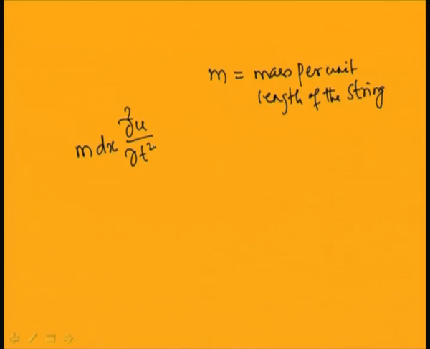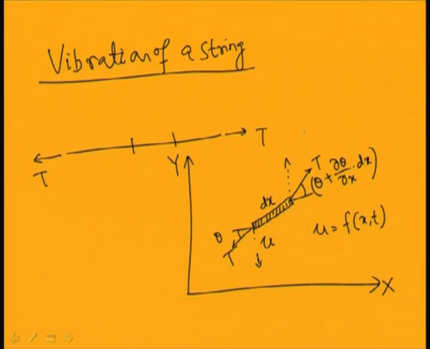So, the derivative with respect to t, that thing we can write as a partial derivative. So, this becomes m dx into del square u by del t square. This is the mass into acceleration. So, this will be equal to net force in this vertical direction. So, net force in the vertical direction equal to T into sin theta plus del theta by del x into dx, as I am taking this theta plus del theta by del x dx, this angle to be small.